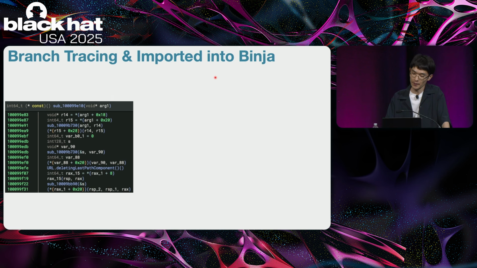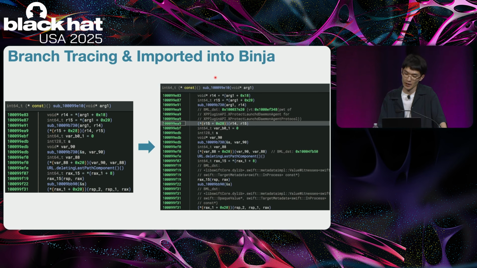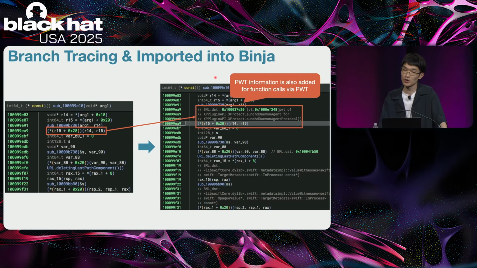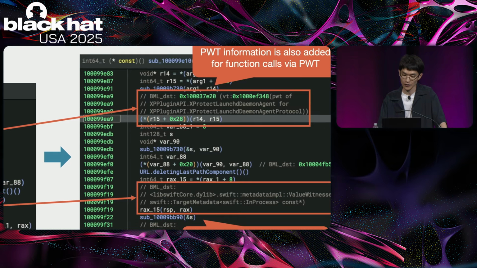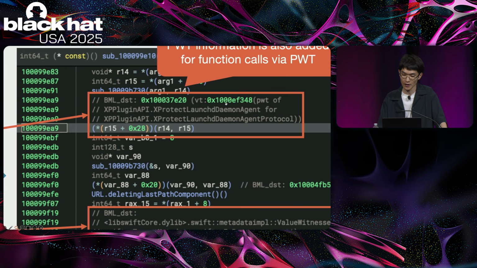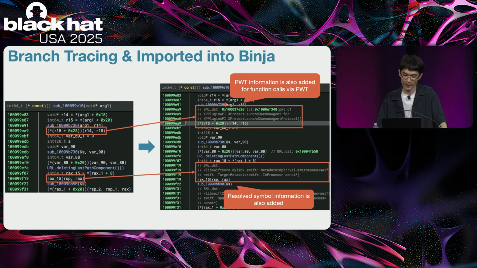Here's an example. The captured indirect branch targets can be imported into Binary Ninja like this. This plugin also annotates protocol witness table and function symbols when possible. For instance, when a function is called through a PWT, this plugin annotates which struct and which protocol are associated with that call. So it provides plenty of helpful information for reversing.